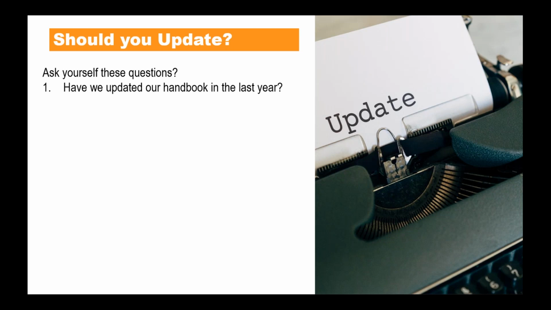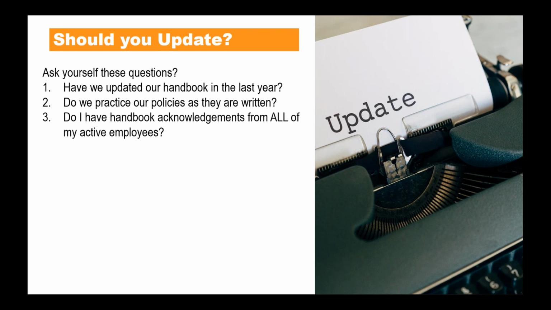Have you updated your handbook in the last year? A lot has happened in the year, and a lot has changed in our world. Do we practice our policies as they are written? Do I have handbook acknowledgements from all of my active employees? So you can easily pull up 20 or 10 personnel files and audit this. If they don't all have a handbook acknowledgement from the most recent handbook version, then it may be time to update your handbook. Has my city or state had any legal updates in the last year?